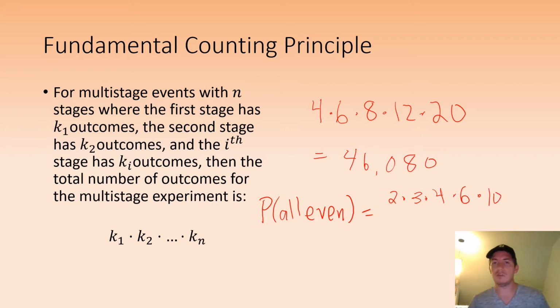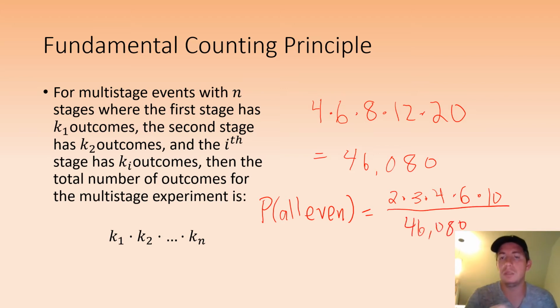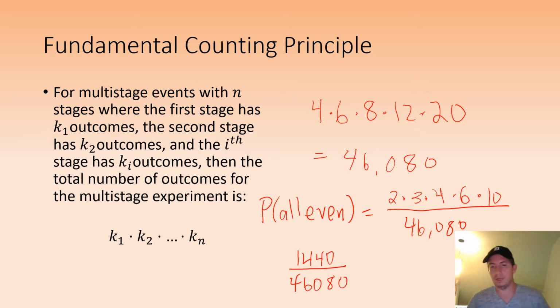That gives me 2 times 3 times 4 times 6 times 10 different possible ways to roll all evens. There's 1,440. So 46,080 would be my denominator because it's the number of outcomes in my sample space. And so the probability of getting all even would be 1440 over 46,080. So I'm going to roll the dice and see what happens.